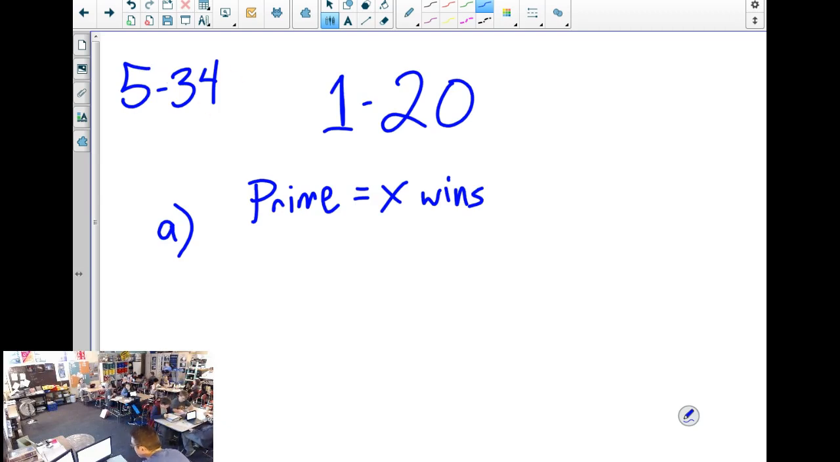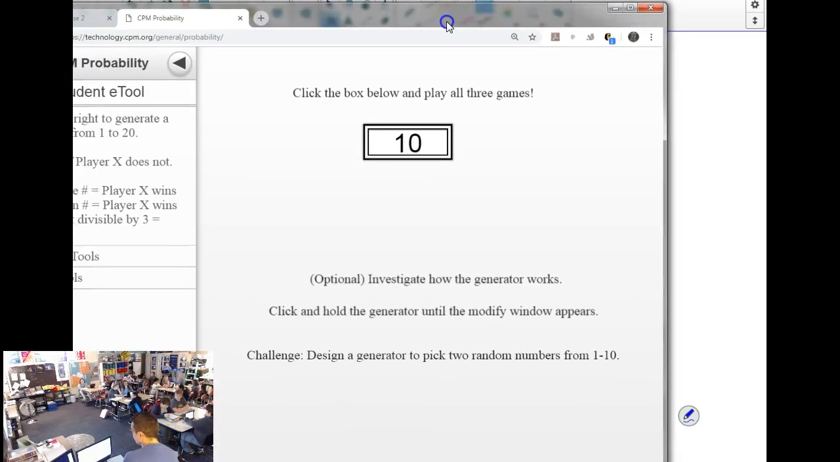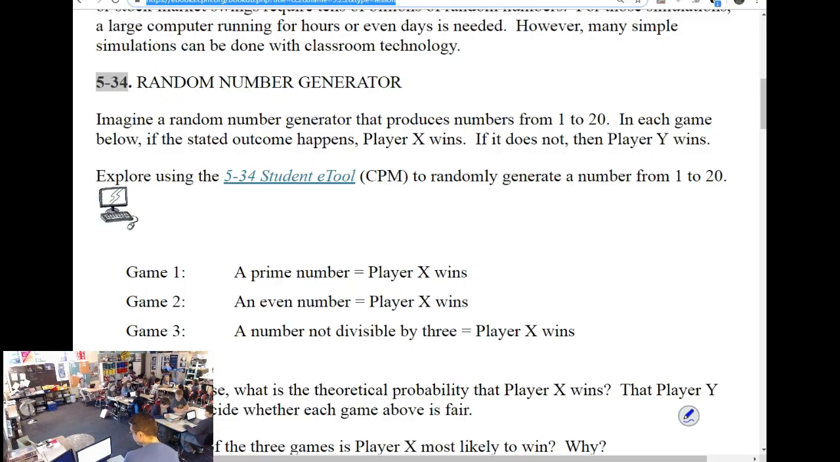So if I click this, I got an 8, so I would write down an 8. Click it, get a 3, write down a 3. Click it, get a 10, write down a 10. We're going to do that 10 times, write down all your results, then go back and count how many were prime. Remember, prime means it's only divisible by 1 and itself, only evenly divisible. So generate those 10 random numbers, write them down, figure out how many were prime. What was the odds of prime winning?